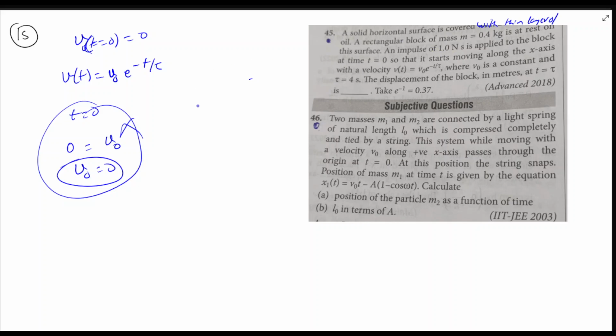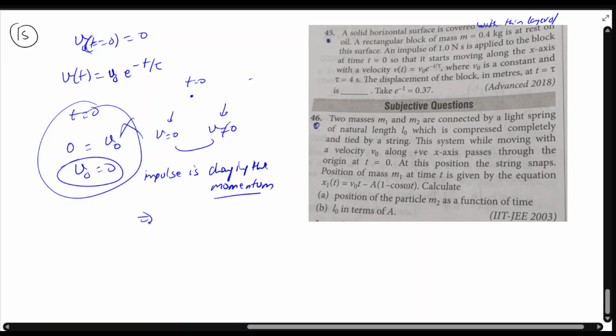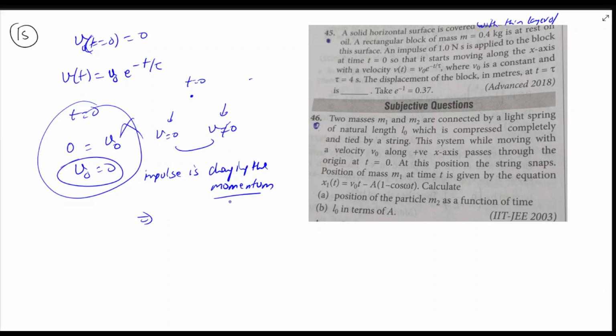So that is wrong. Why? This impulse acts just before and after t equal to 0. Just before, the velocity is definitely 0, but just after, the velocity is not 0, right? So this impulse is changing the momentum. Are you getting me? Whatever force is acting, it is an impulsive force, so within an instant it is changing the momentum.